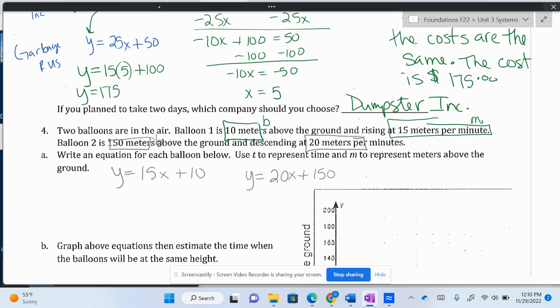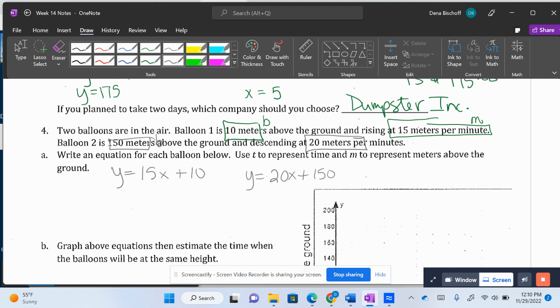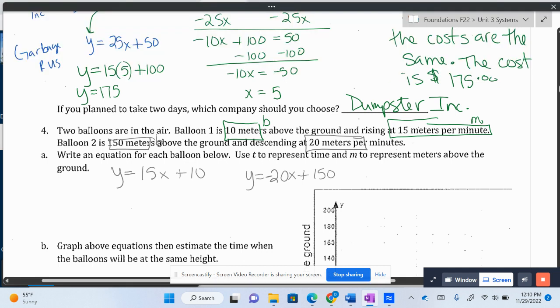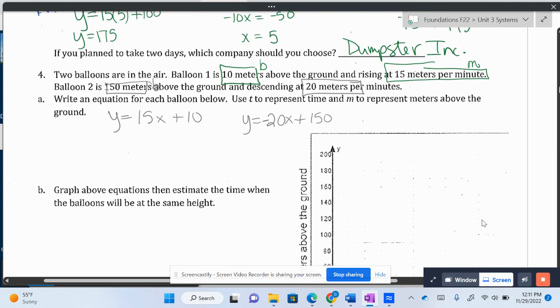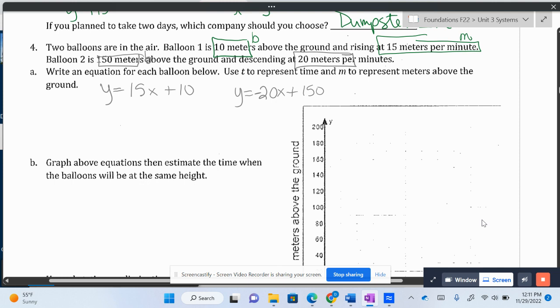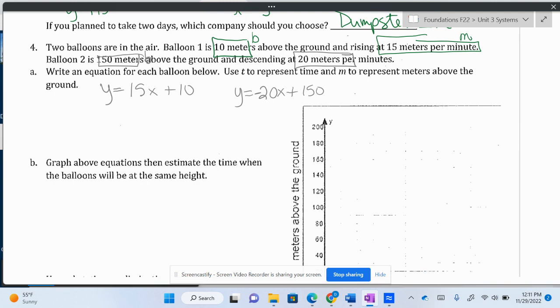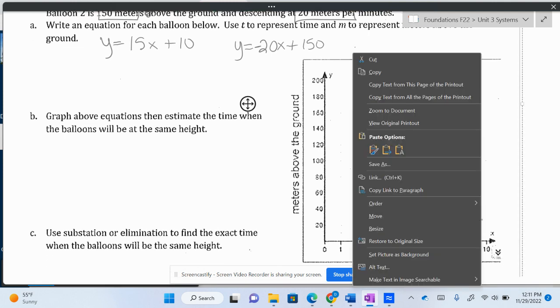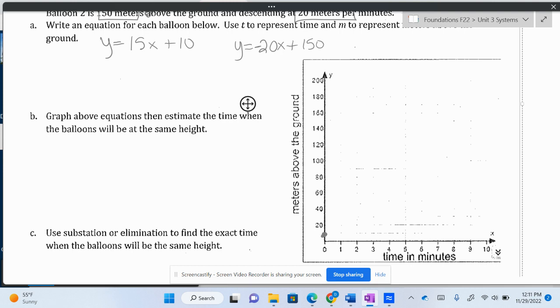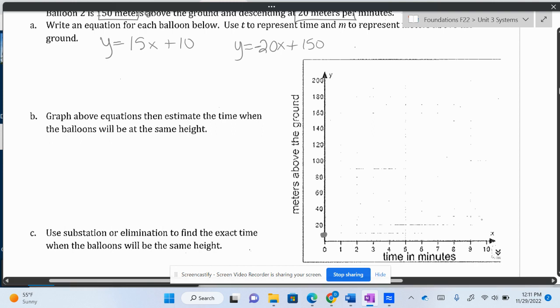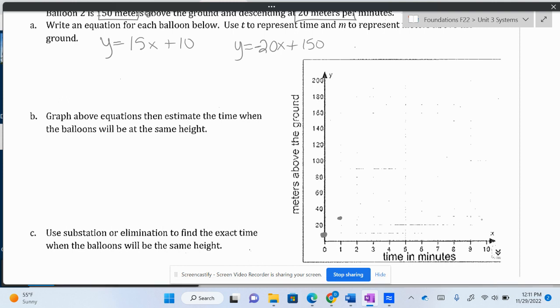Oh, it's descending. I didn't see that. Good call on that. Negative. So graph the equations and we're just going to estimate when we think they will be at the same height. So if I graph this first equation, I'm going to begin at 10, beginning right here at 10, and I have to go up 15 over 1. So that puts me at 35, up 15 over 1. So that puts me at like 70.